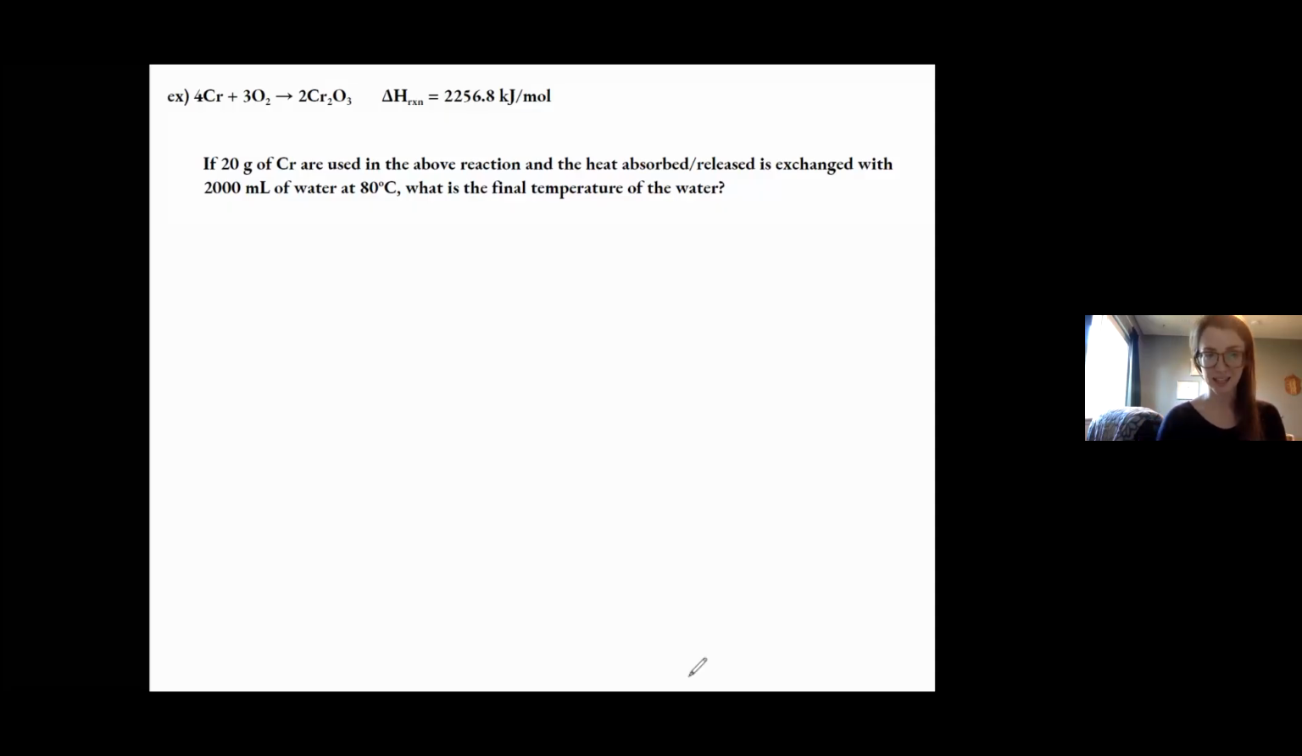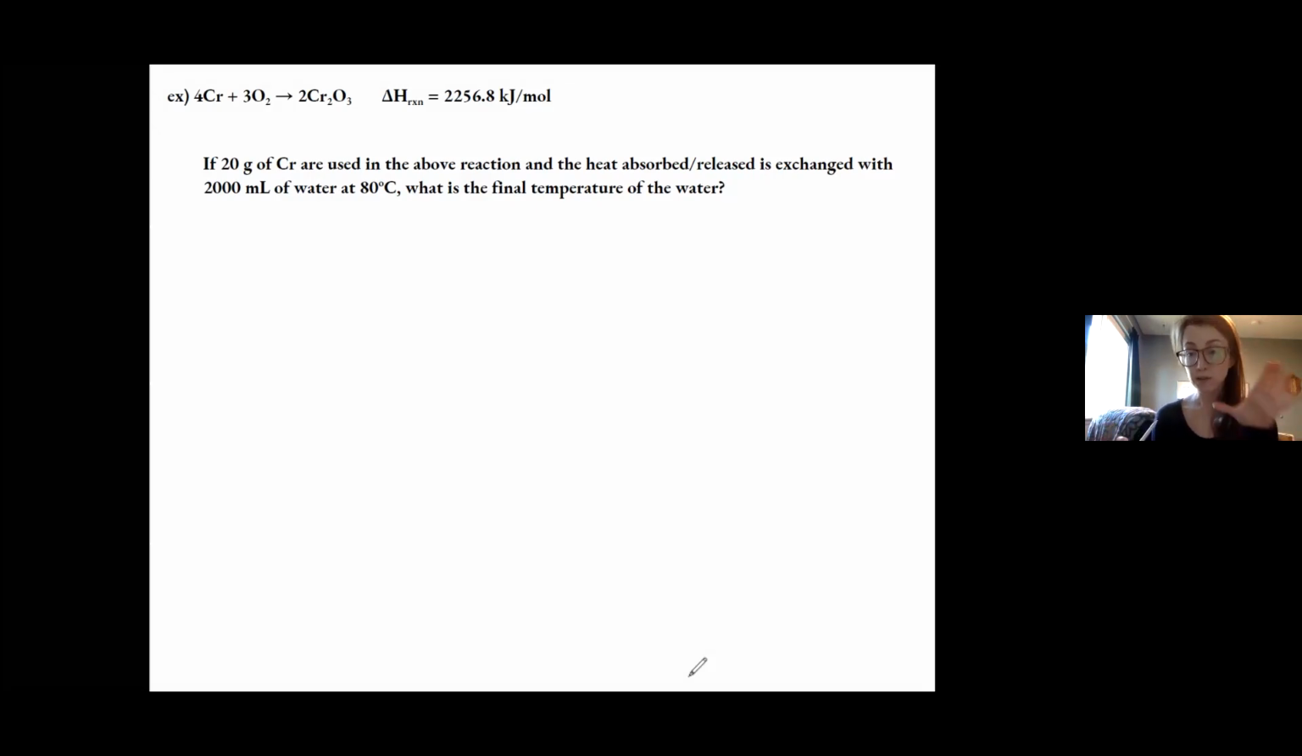Okay, so in the last lesson you learned how to tell if the surroundings were going to get hotter or colder based on the sign of a heat of reaction, and also how to tell how much heat specifically would be absorbed or released by a reaction when given a particular amount of grams. So, one example of how we can take this a step further would look something like this. If 20 grams of chromium are used in the above reaction and the heat absorbed or released is exchanged with 2000 mL of water at 80 degrees Celsius, what is the final temperature of the water?